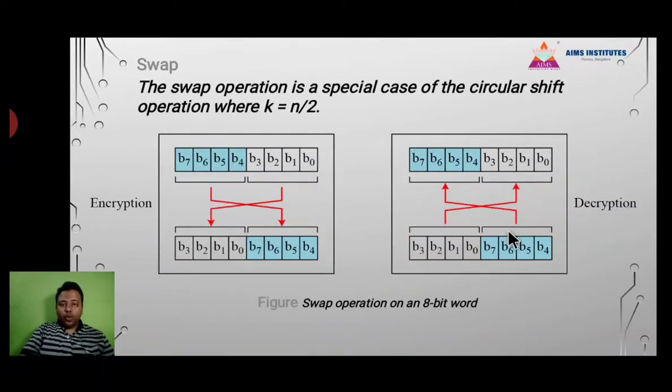When we talk about swapping, it basically means the block of data that we have is broken into two parts, and the left part goes to the right, and the right part goes to the left, as you can see over here. This happens in the encryption part, and in the decryption part it is vice versa, when the next block goes to the other side. These things we will be able to see in DES in the upcoming classes.